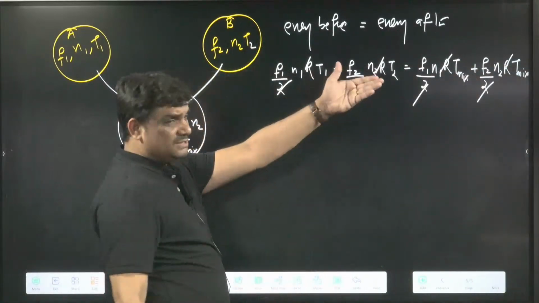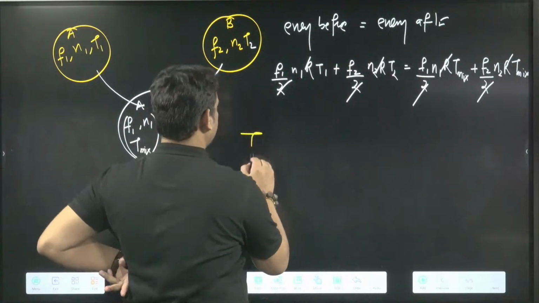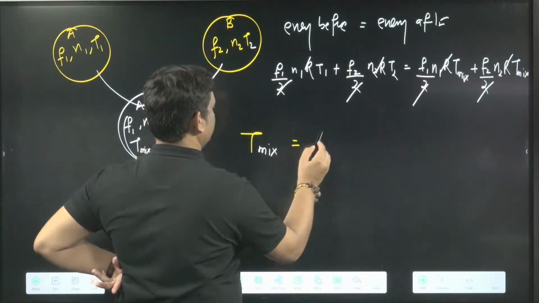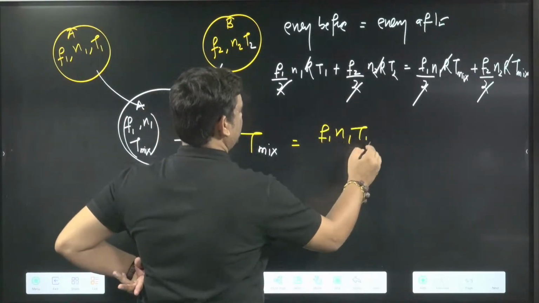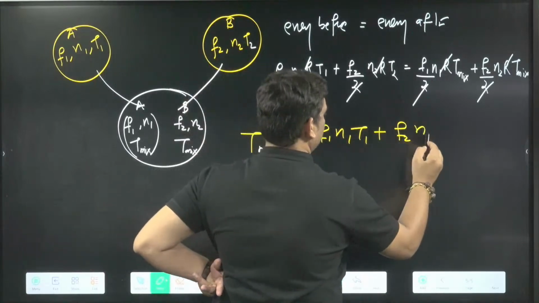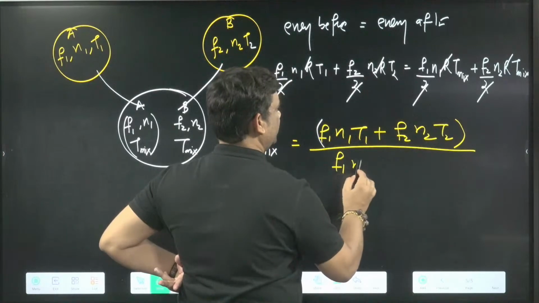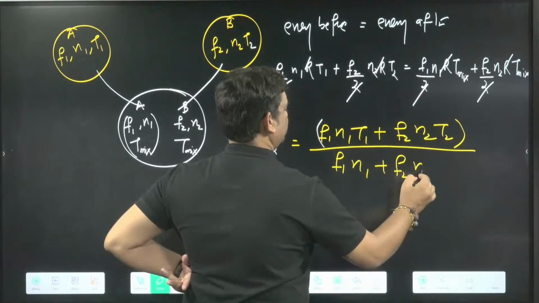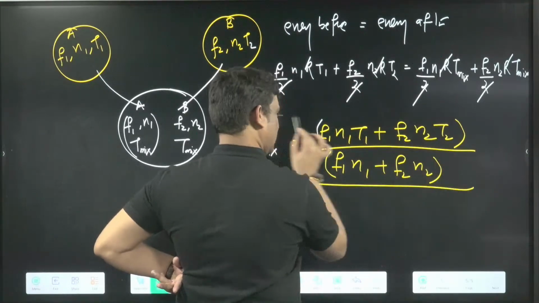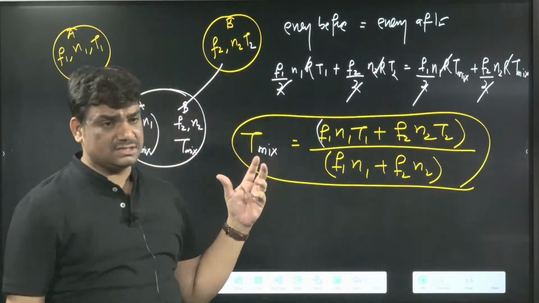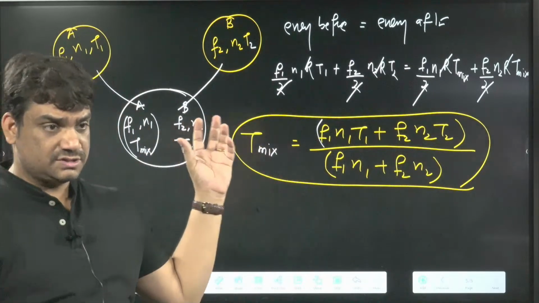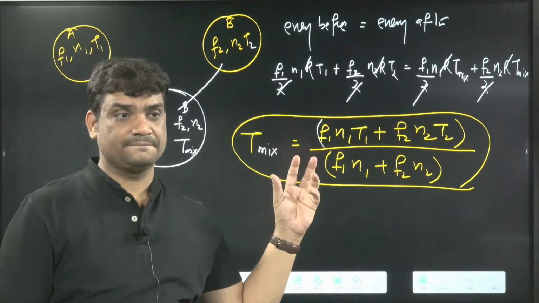I need to find T mixture, so directly we can write T mixture will be equal to F1 N1 T1 plus F2 N2 T2 divided by F1 N1 plus F2 N2. So this is the formula. They can ask that formula, or they can ask the question based on this thing, we can use.